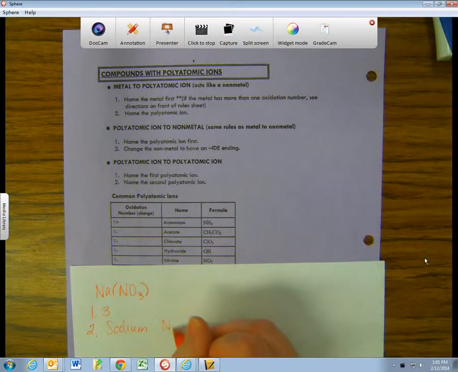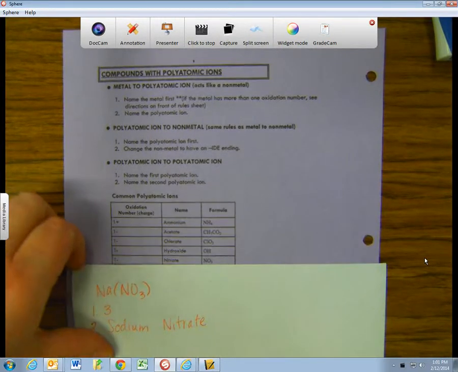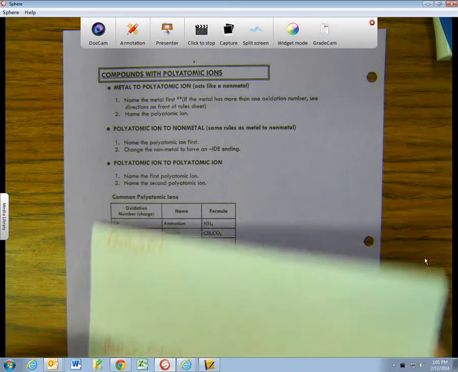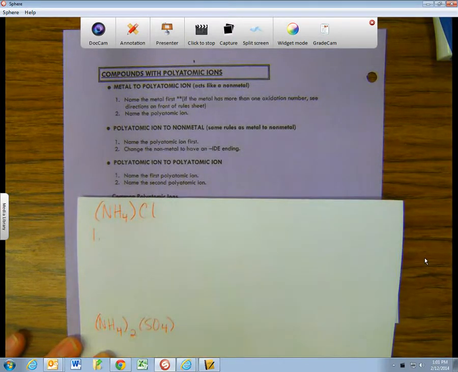So it's very simple, very straightforward. Now the next example I'm going to take you through is a little different. It's NH4Cl. So the first step, for the rules, I need to count how many elements. I have N, H, and Cl, so I have 3.